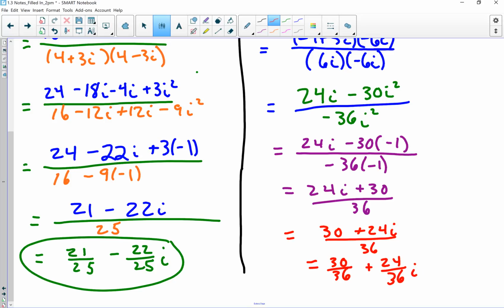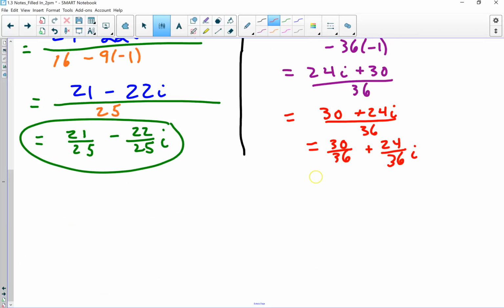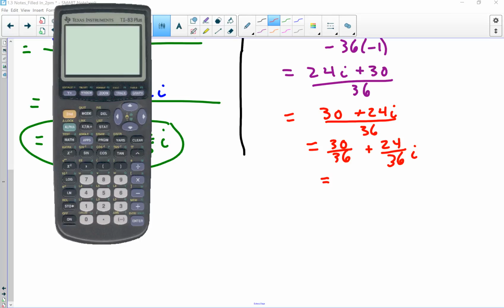And anytime you have a fractional value, no matter where you see it, we always want to try and reduce. So 30 over 36, I do believe, have a common factor. So you can look at the factorization and see what they may have in common.